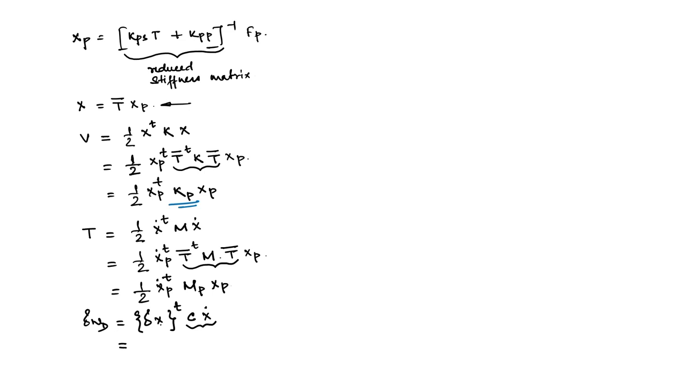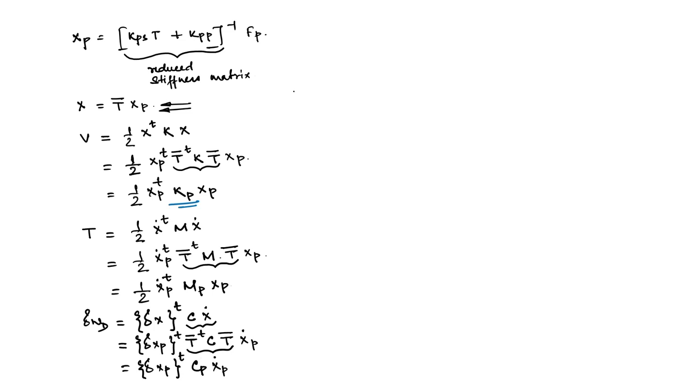So, when we have this relation again, if we apply a virtual displacement, delta x transpose will be delta xp transpose T bar transpose C, and in place of x dot we will have T bar xp dot, and this is basically the damping matrix in the primary coordinate system.